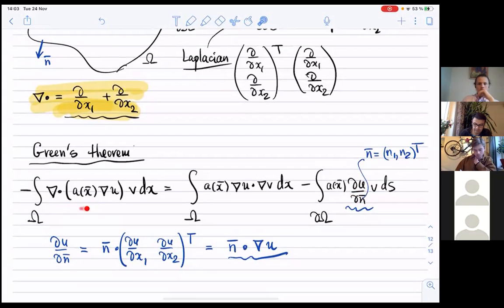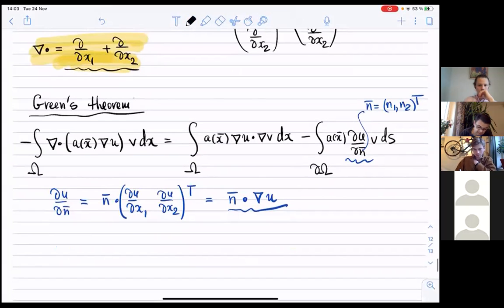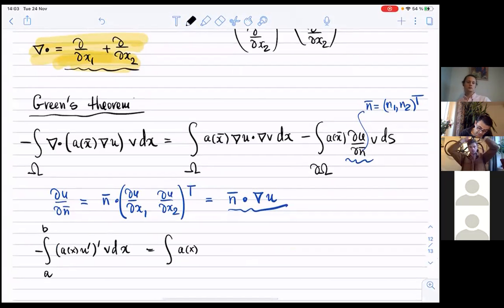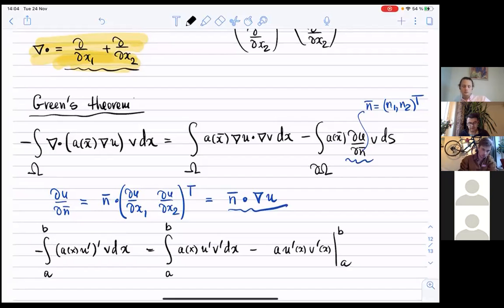All right, so this is analogous to integration by parts. And if I just remind you what it was in 1D, we can write in 1D: minus integral from a to b of a(x) u'(x) v(x) dx is equal to the integral from a to b of a(x) u'(x) v'(x) dx, minus a(x) u'(x) v(x) evaluated at the endpoints. This is the boundary term. So this was integration by parts in 1D.